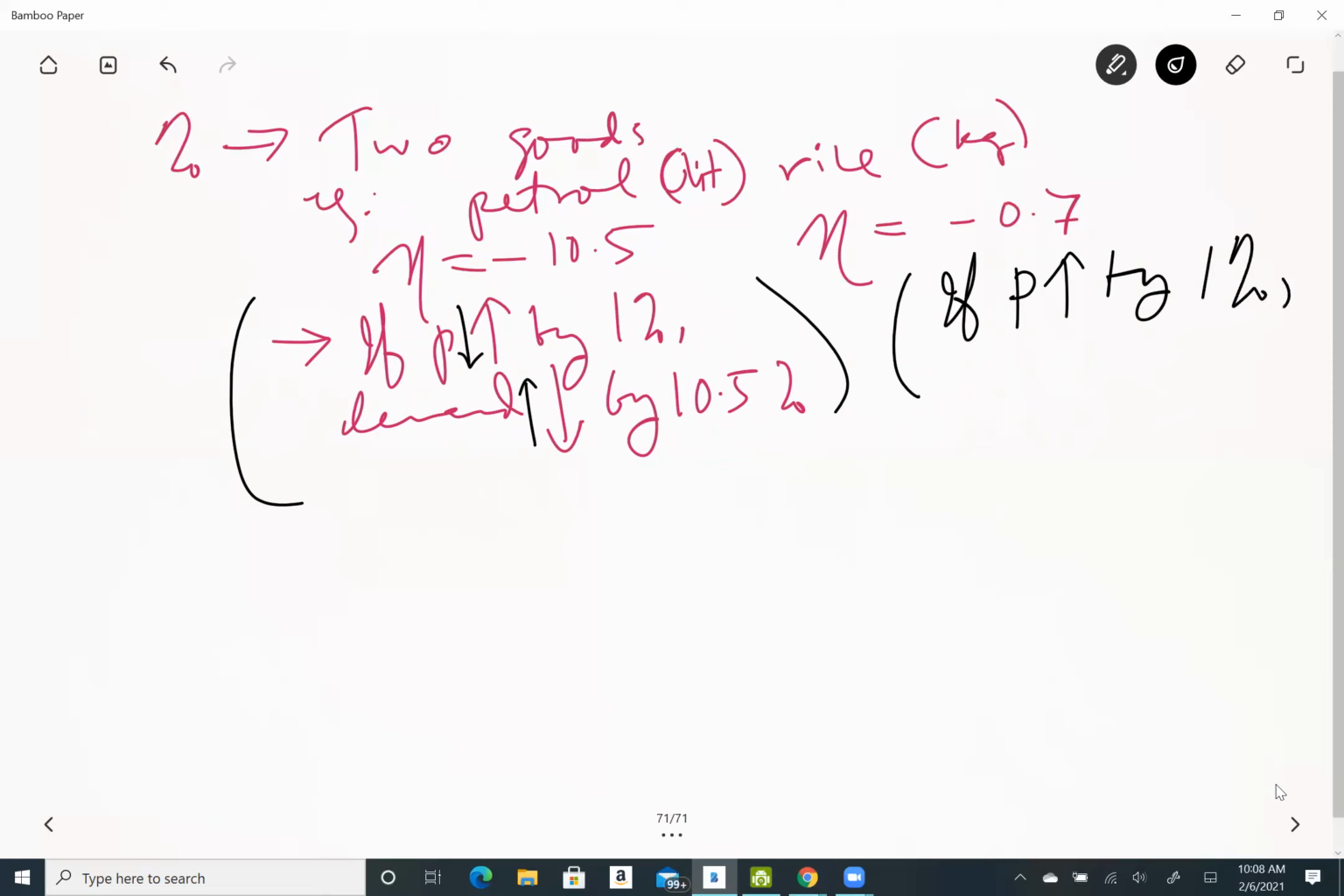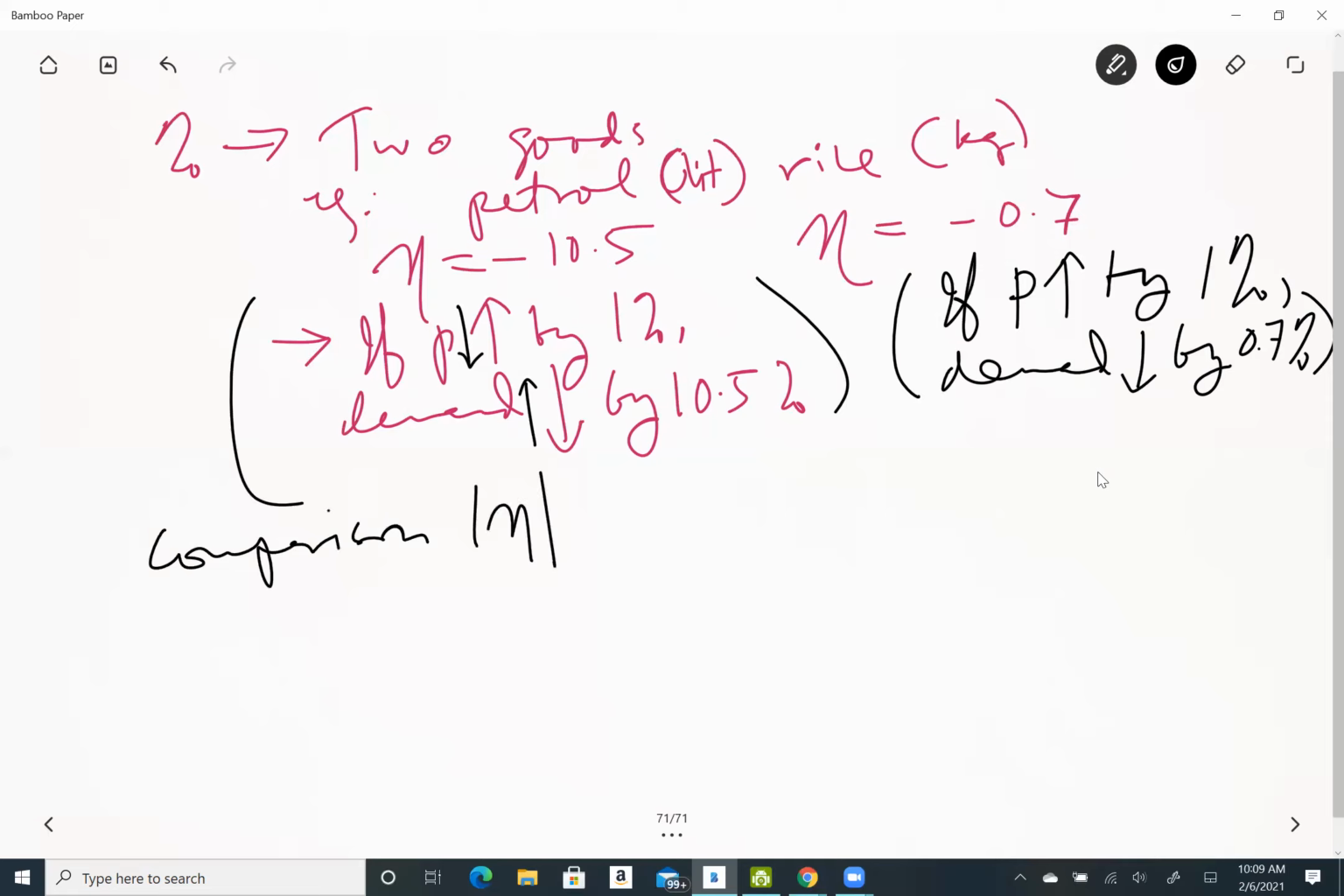So if the price of rice goes up by 1%, the demand for rice will go down by how much? By 0.7%. So if you look at these two things, you can make the comparison because everything is in percentage. So you can see here which value is higher. Now, when you make the comparison, the value is elasticity.